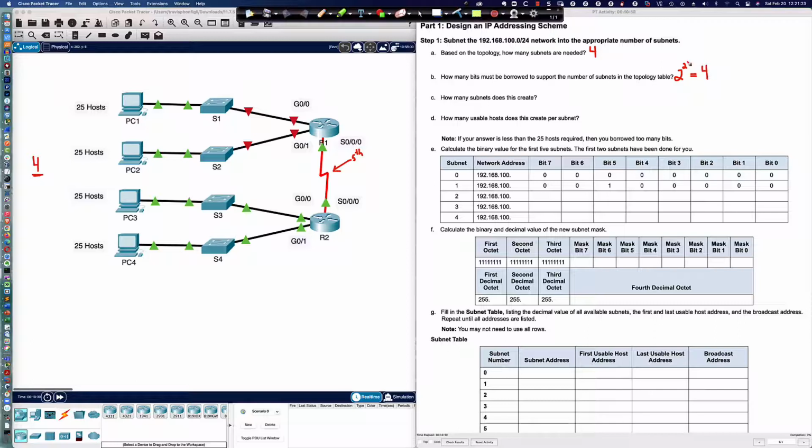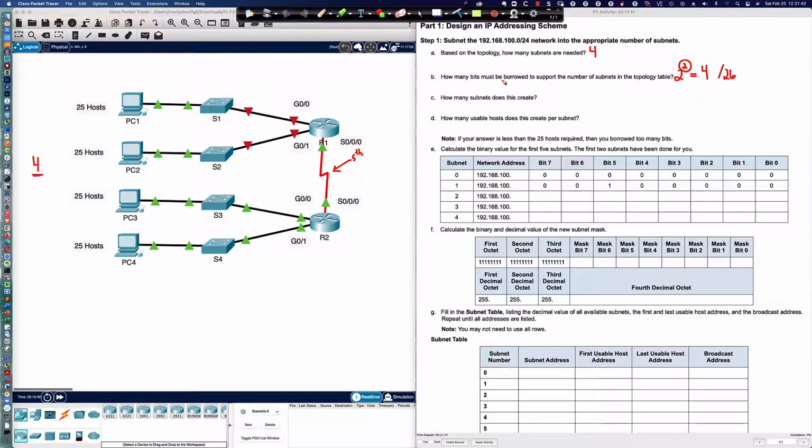So we might look at that and say, oh, well, I only need to borrow 2 bits. In other words, I'm going to create 4 /26s. That's what I'm going to do. But let's make sure that that's going to be what they're looking for here.